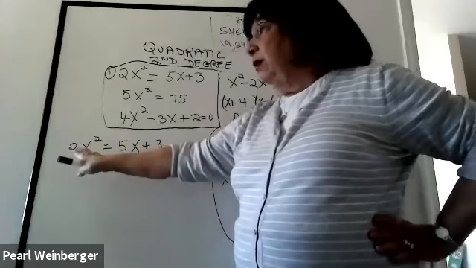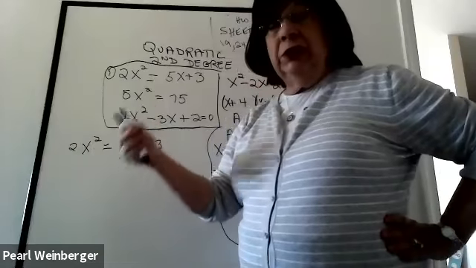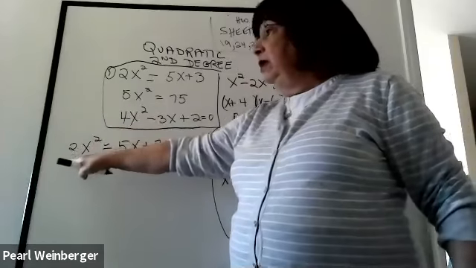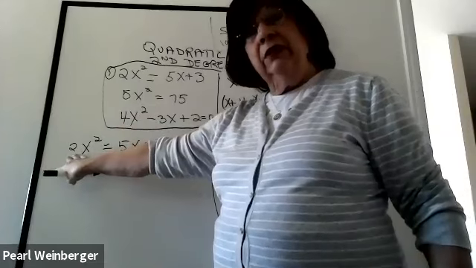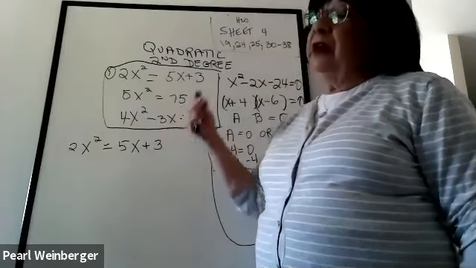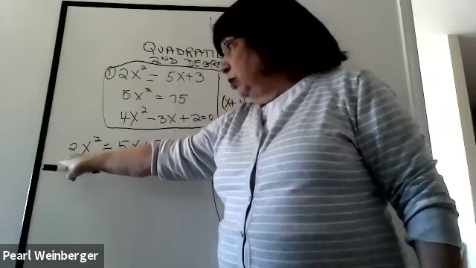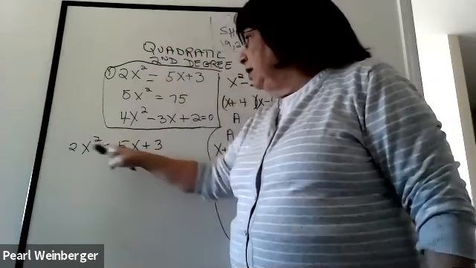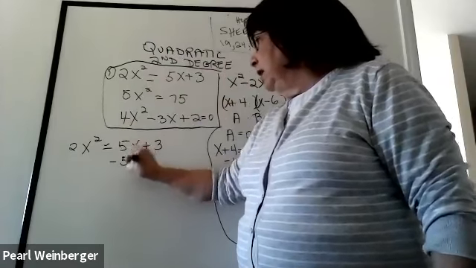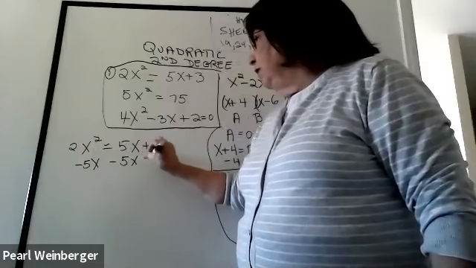Now, here's how I decide where to move. I look at the x squared term. I always would like my x squared term to be positive. So if where it's standing is already positive, leave it there. If the x squared term is negative, then move the x squared term. Well, this is a 2x squared and it's positive, so I want to leave the 2x squared over here. So I'm going to subtract 5x from both sides. And I'm going to subtract 3 from both sides.